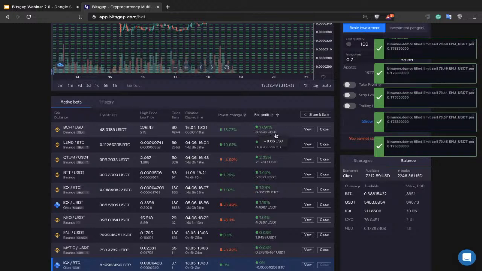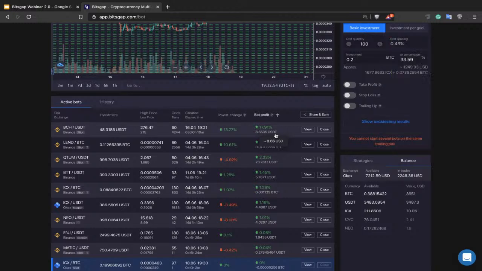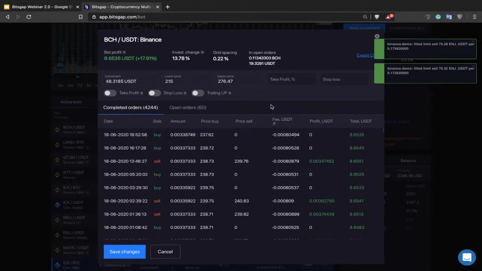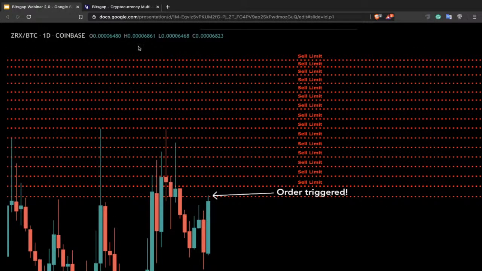So that's the total profit generated by the bot, net of all fees. So you don't have to calculate on your own how many fees you've paid, because we have already calculated this for you, and it's taken into calculation. As simple as that. Now let's come back to the presentation.